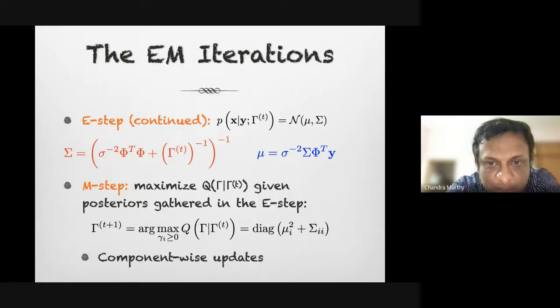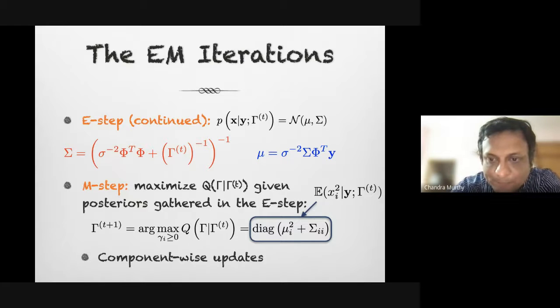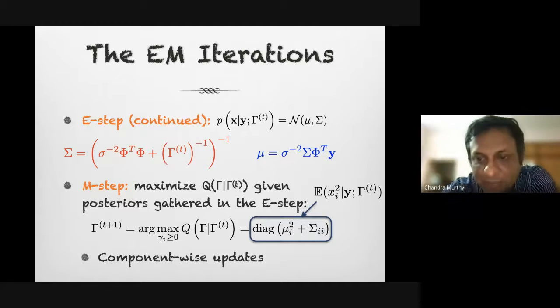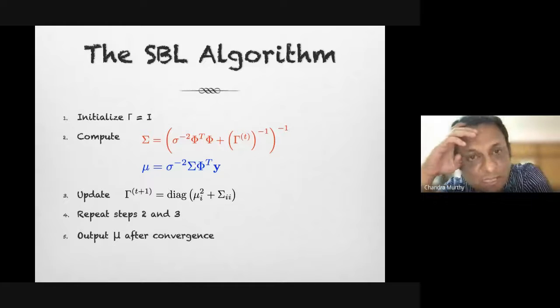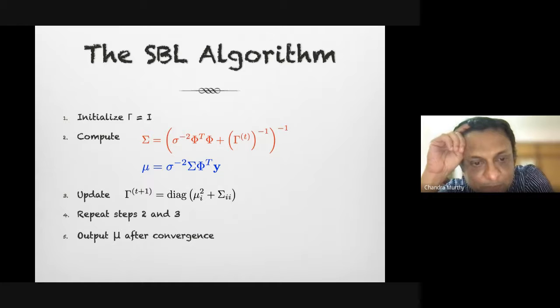So putting all this together, this diagonal entry is just the expected value of xi squared, given y and gamma of t. So putting all this together, we get the following algorithm. You initialize gamma to some convenient matrix, say the identity matrix, and then you compute this capital sigma and mu, and then you update your gamma. And then you just repeat these two steps 2 and 3.